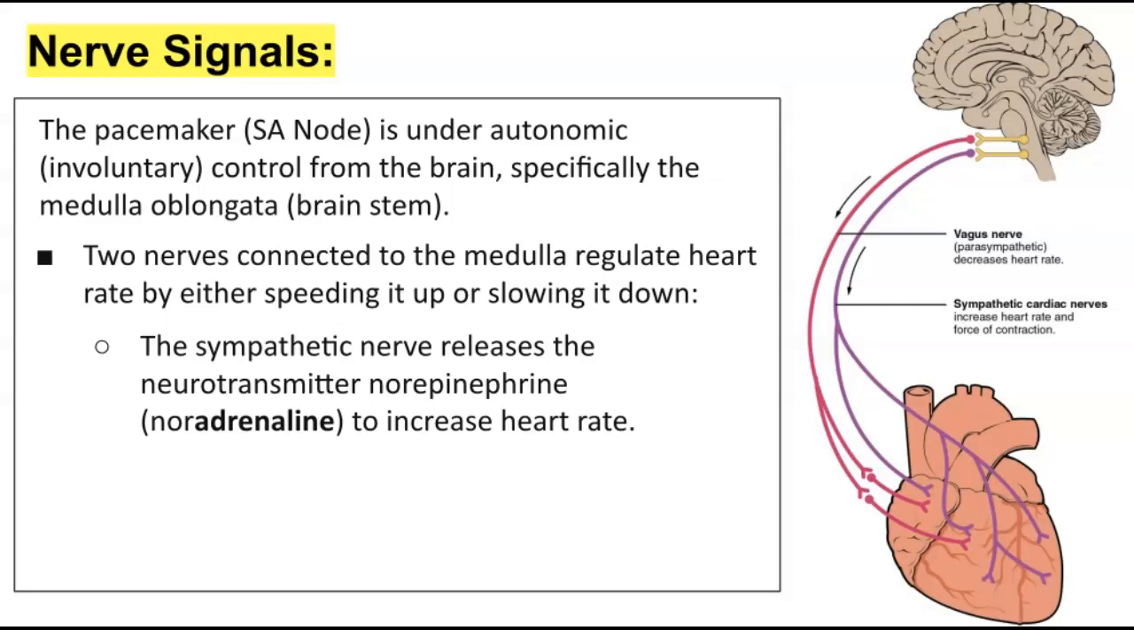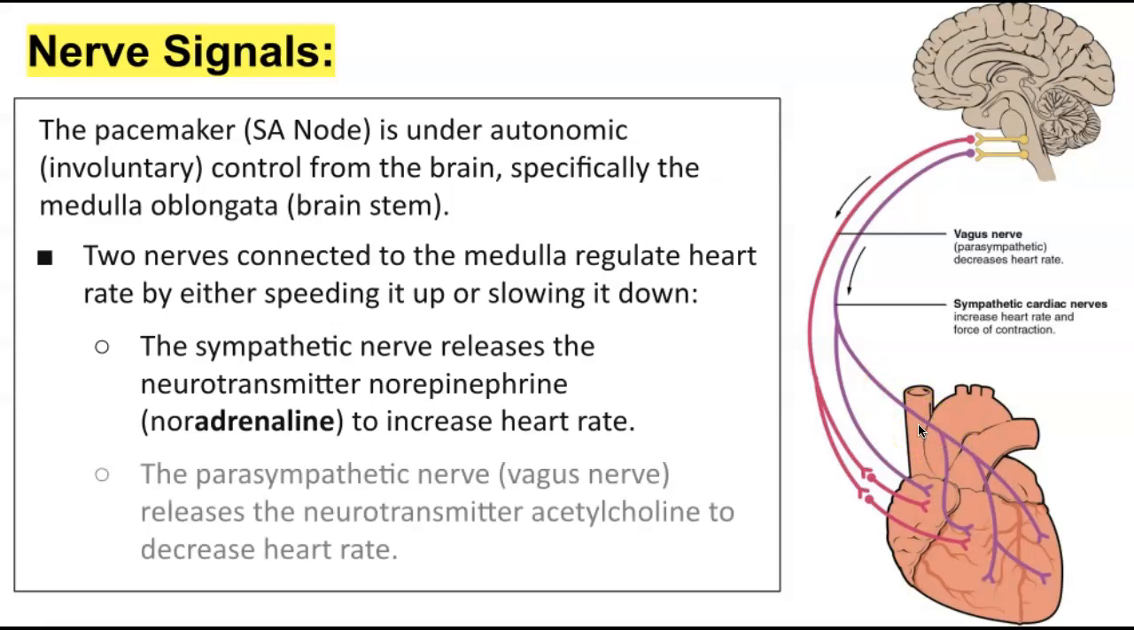Adrenaline, if you think about getting an adrenaline rush, going on a roller coaster, those are things that are going to increase your heart rate. So if you look here, the sympathetic nerve going to this cardiac muscle cell is going to release noradrenaline, which will increase heart rate. On the other side of this, we have what we call a parasympathetic nerve. This is called the vagus nerve, and this releases the neurotransmitter acetylcholine, and acetylcholine can decrease the heart rate.